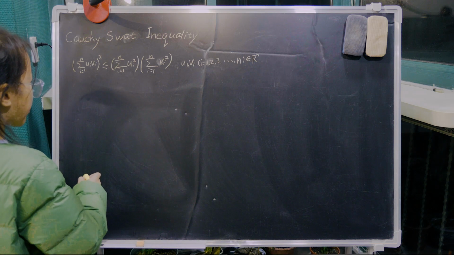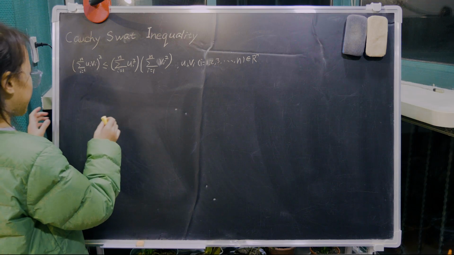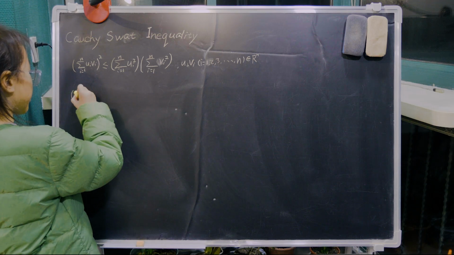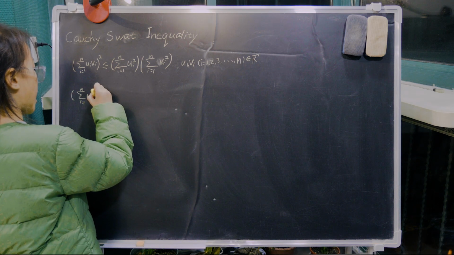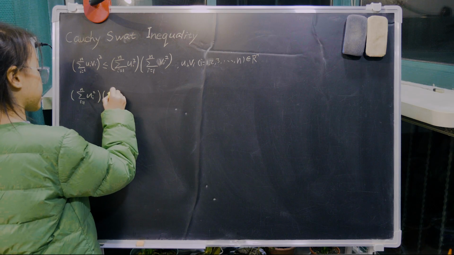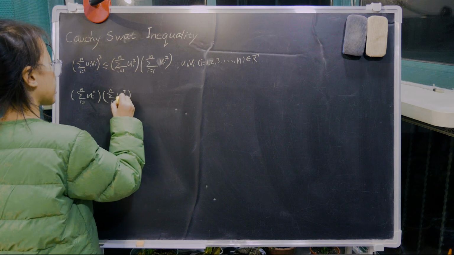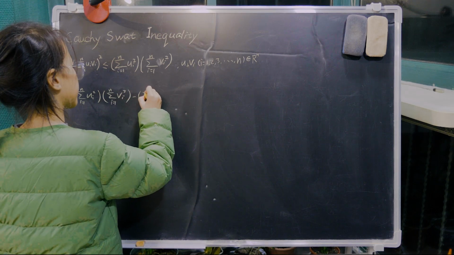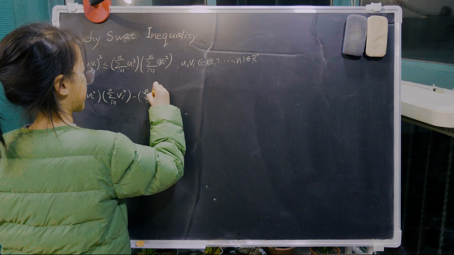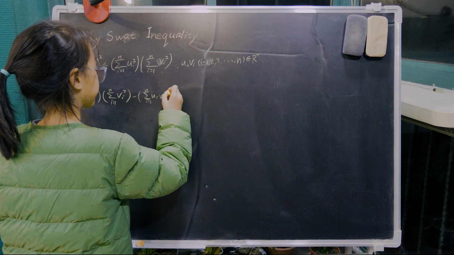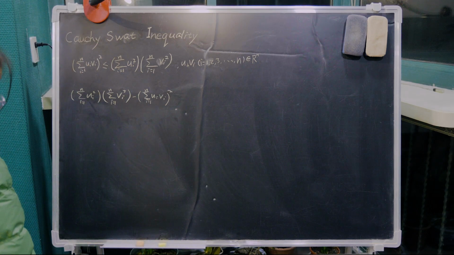Now let's see here. So if we use this part minus this part, what do we get? What we have first, of course, is sigma i equals 1 to n of ui squared, times sigma i equals 1 to n of vi squared, and this one minus sigma i equals 1 to n of ui vi, bracket squared.